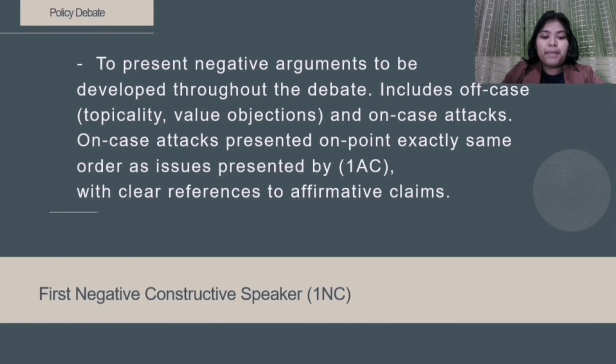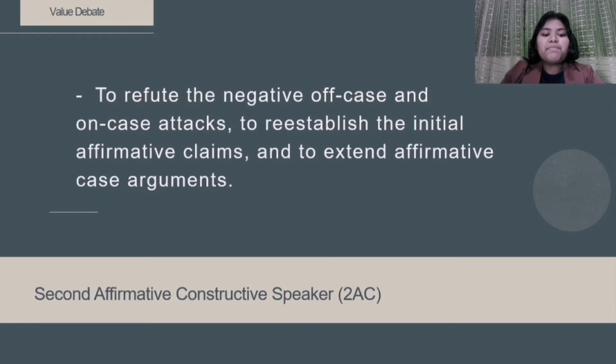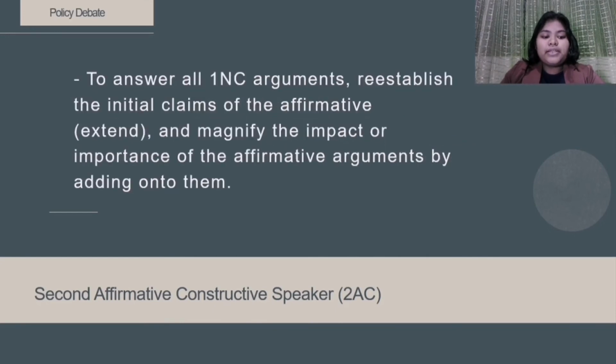Same as in the value debate, but on-case attacks are presented point by point in the same order as the issues presented by the first affirmative constructive speaker. The second affirmative constructive speaker is to refute negative off-case and on-case attacks, and re-establish and extend affirmative case arguments. In a policy debate, it is to answer the first negative constructive arguments and to re-establish and extend affirmative case arguments, also to magnify impact by adding onto them.